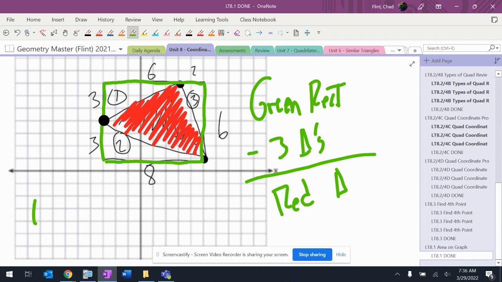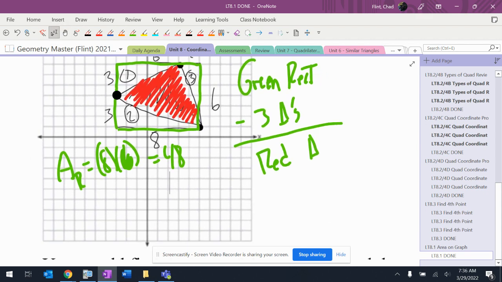The rectangle is 8 times 6, base times height, which is 48. So this red triangle is going to be somewhere around half of that. Half is 24. So I'm thinking maybe 18 to, it could be up to 30, depending on how it's sitting in there. But probably a little under half is going to be the most likely thing.